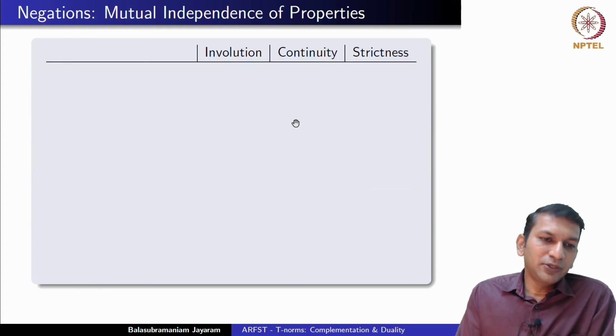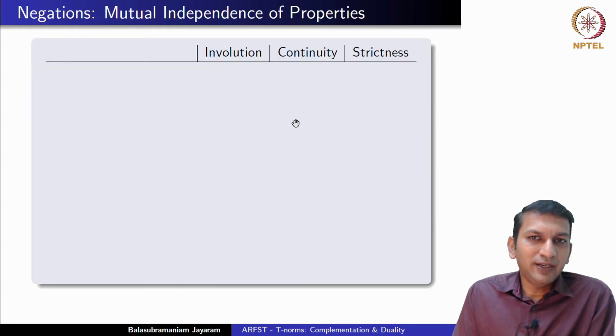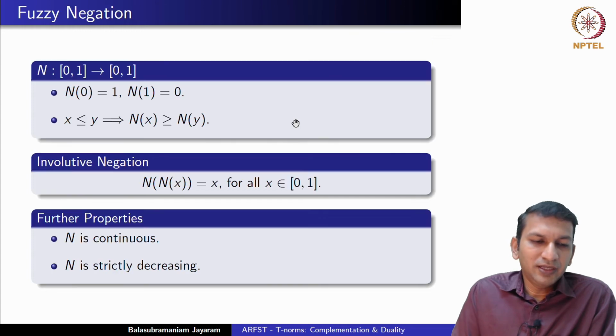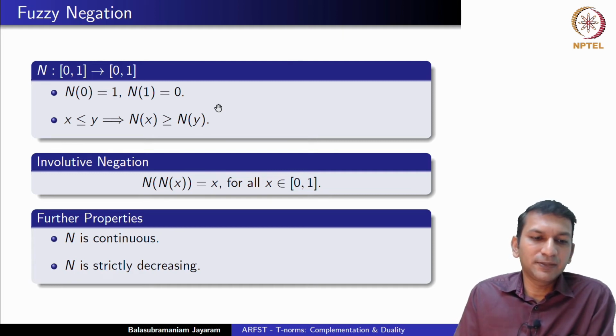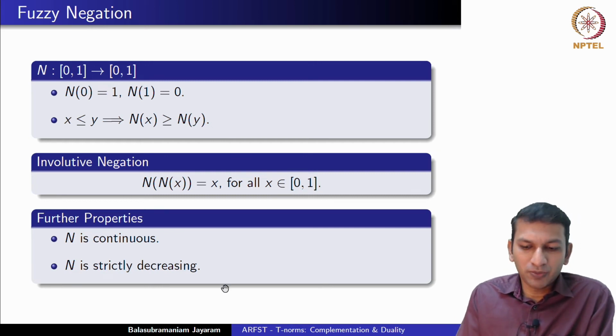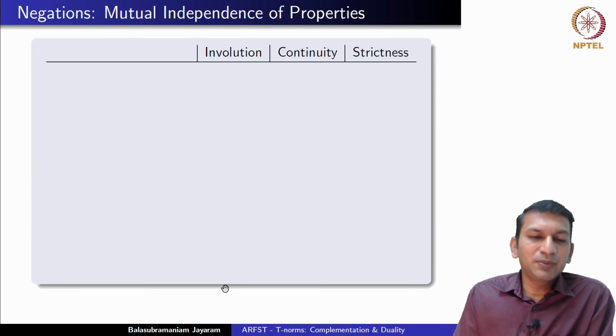It is interesting to see whether these three properties that we have added. Note that this is the standard definition of a negation. All we want is the boundary property and this monotonicity, monotonicity in the sense of decreasingness. Everything else is what we would like it to have, desirable property. So let's look at the desirable properties.